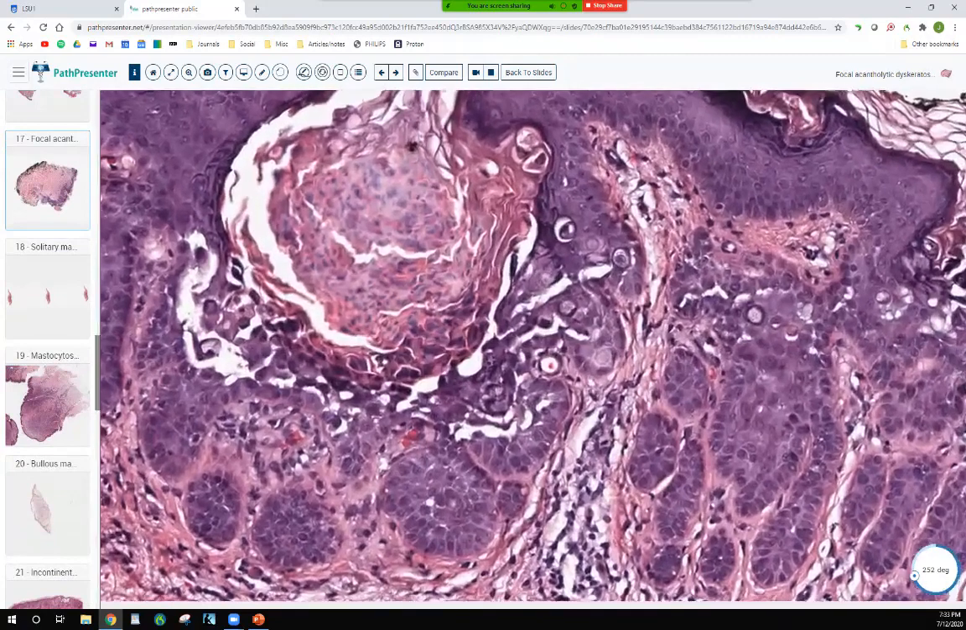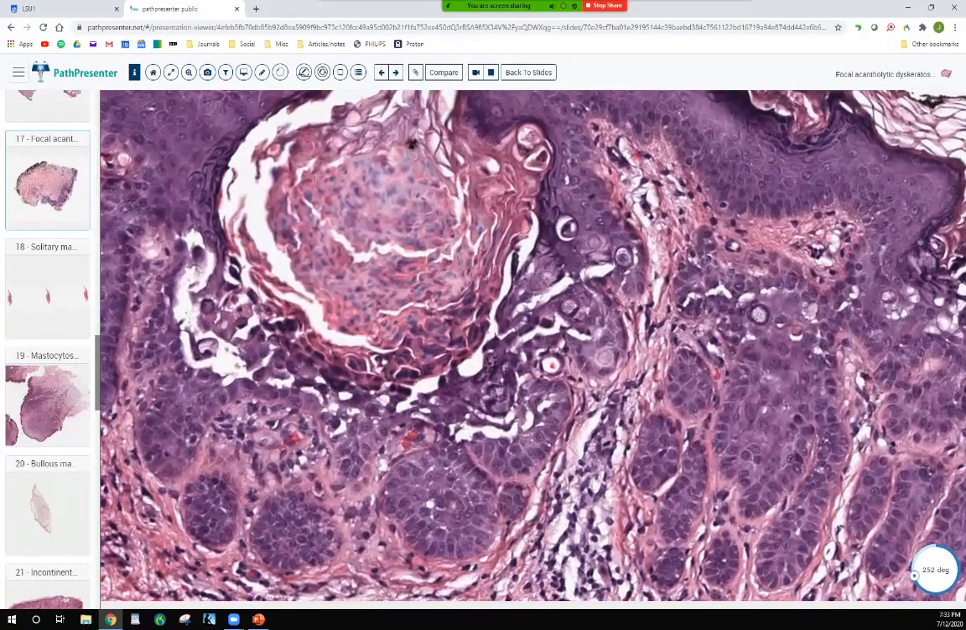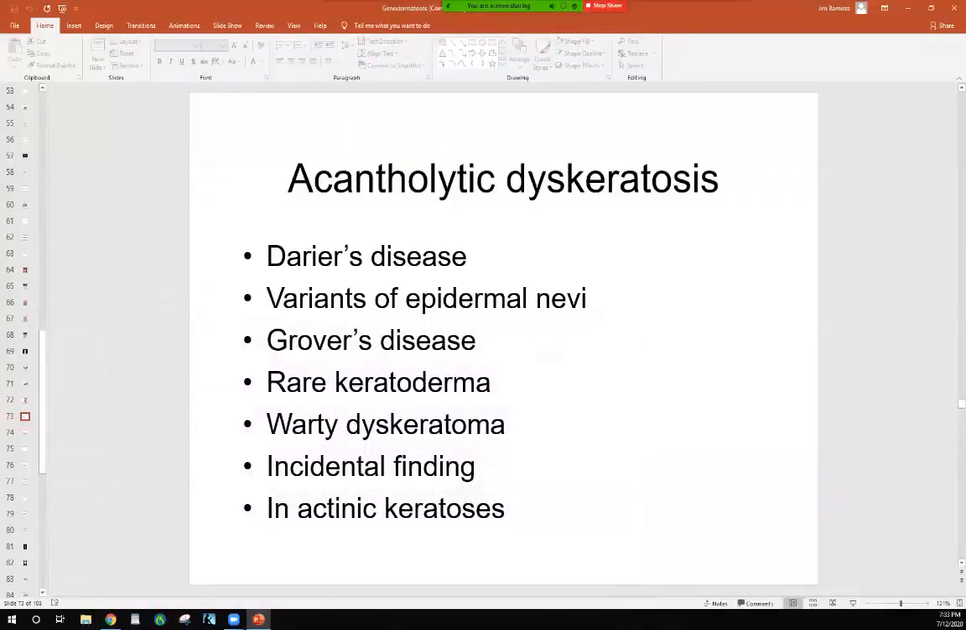But you'll still see the corps ronds and corps grains. You see the acantholysis here. You can see the corps ronds right here, and the grains are the smaller parakeratotic ones. All right. And again, acantholytic dyskeratosis, like the other patterns, like the cornoid lamella and epidermolytic hyperkeratosis, is one of the major patterns that you will see and need to recognize. And here's all the things that we can see this pattern in. And again, most commonly, I see it as an incidental finding. Although the other day I just had a warty dyskeratoma, and we'll see that again soon.